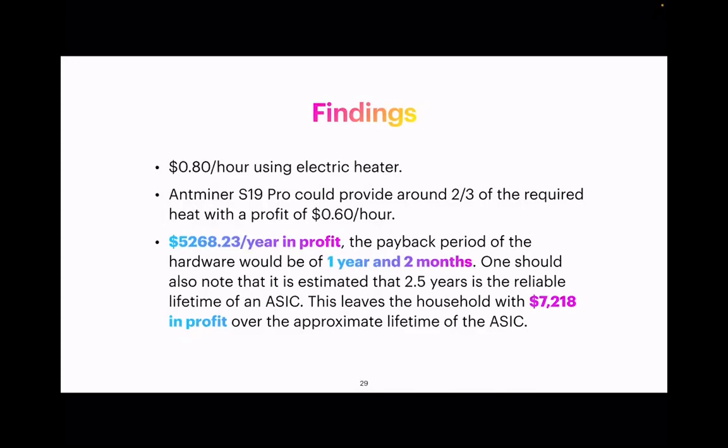So there are an infinity of combinations that we could have tried. For example, we could have tried with 2 Antminers. We would probably have had better results. But just to let you know that even one can provide 2/3 of the heat required with a massive profit.